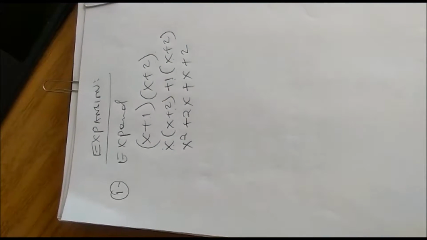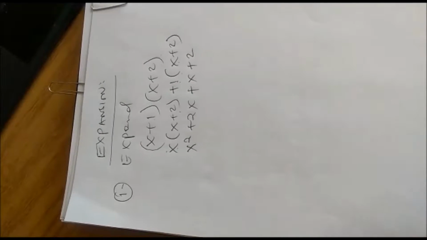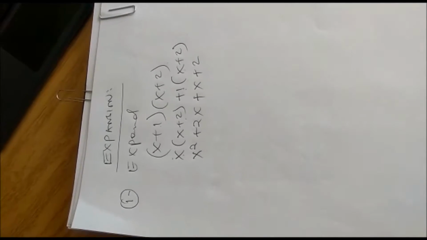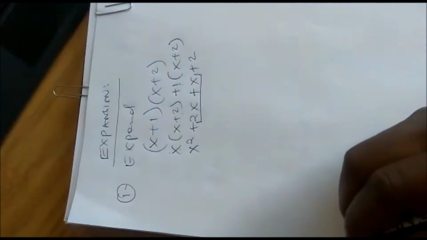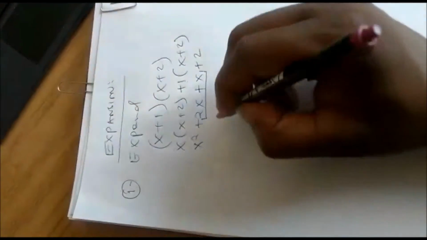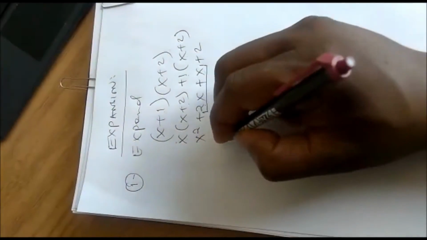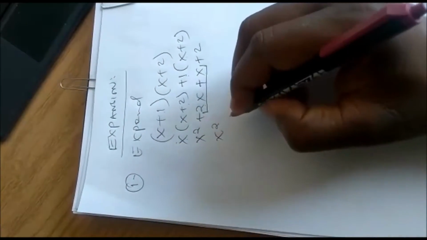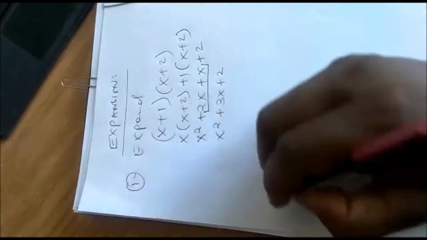In this case, we now at this stage have to combine the like terms. The like terms are found here in the middle. So 2x plus x gives us 3x. This therefore will give us our expression as x squared plus 3x plus 2.